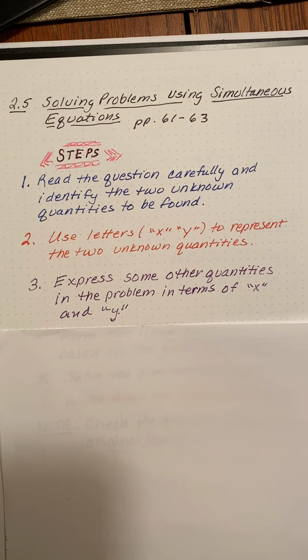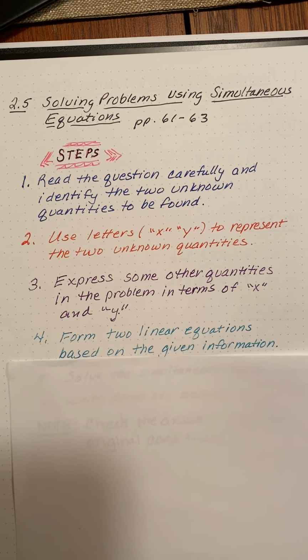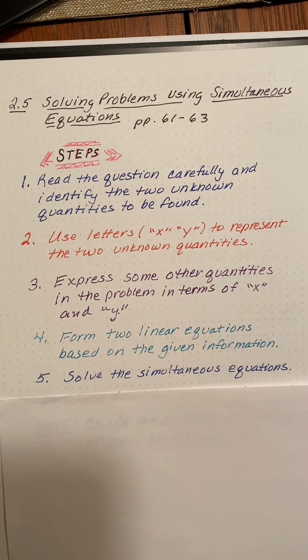Number three, express some other quantities in the problem in terms of X and Y. Simply that means they're going to talk about these two unknown quantities, and then they're going to set up certain conditions for them, which you will have to put in terms of X and Y. Then number four, after that, you will form your equations, the two linear equations based on the given information. And five, you will solve the simultaneous equations.